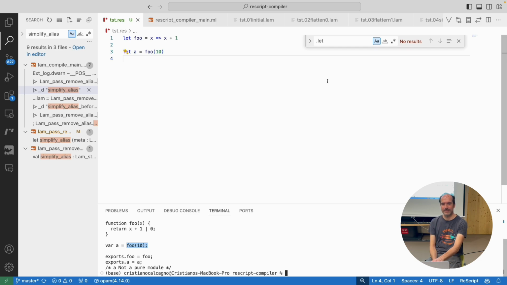Actually, I have a question. In uncurried mode, you can still call curried functions, which was a bit confusing to me because they're kind of separate modes. How does that work?